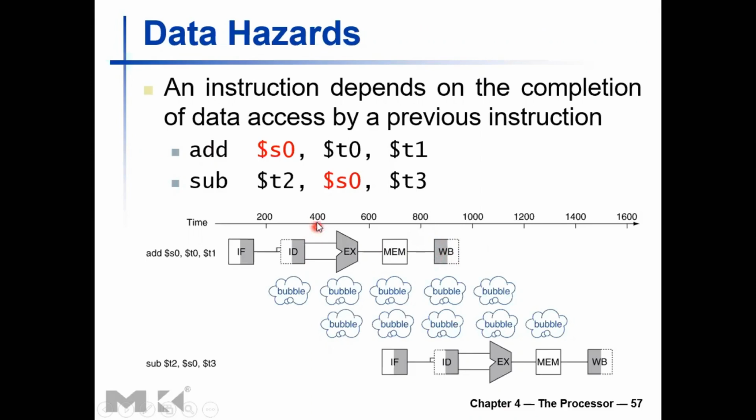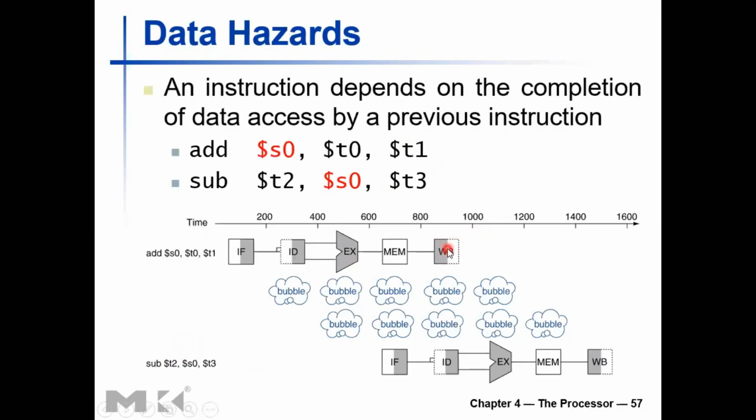Now, the register file will contain the newly computed value only at that point, once the write back is completed. But our next instruction needs that value: sub $s0, $t3, and put the result in $t2. So when is that value actually available?